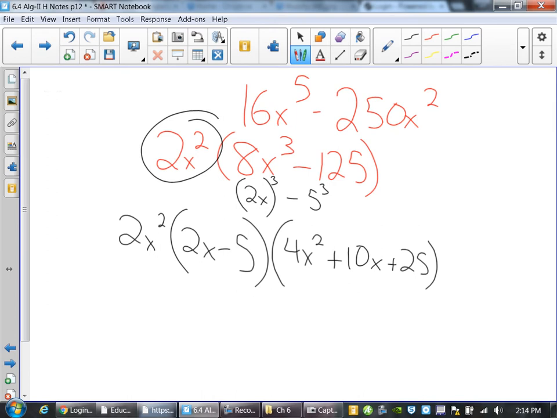Yes, sir? Where did the 2x cubed come from? What 2x cubed? 2x squared, you mean? Oh, yeah. GCF. The first rule of factoring is GCF. No, how did you get the 2x cubed over the 8x cubed?